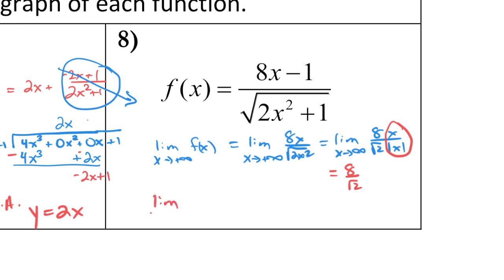But if you take the limit as x goes to negative infinity for f of x, your answer becomes negative 8 over the square root of 2. So keep an eye on your square roots. Make certain that you acknowledge there could be two answers.